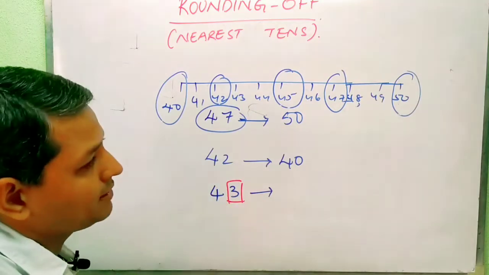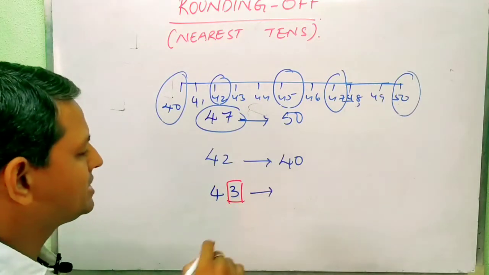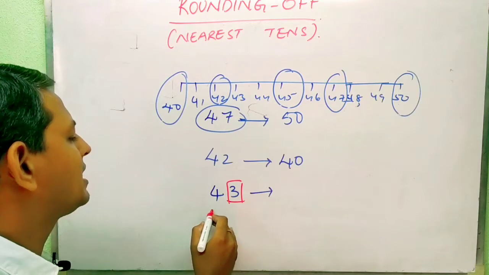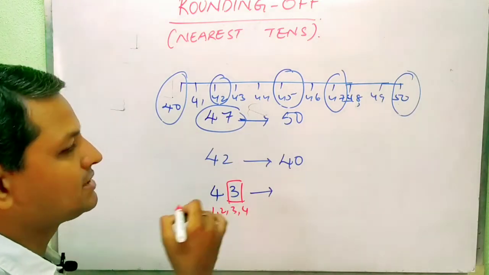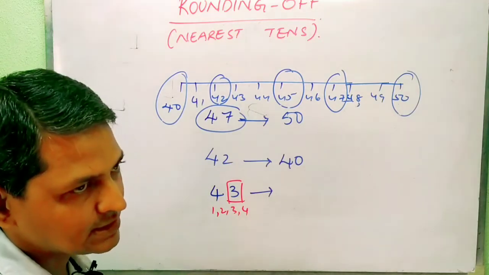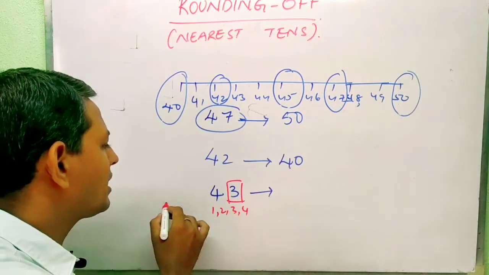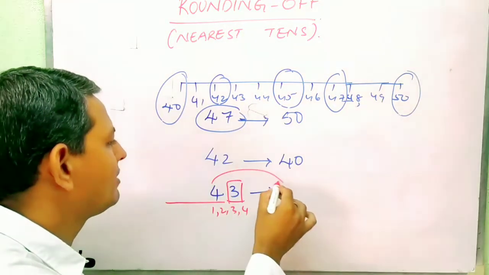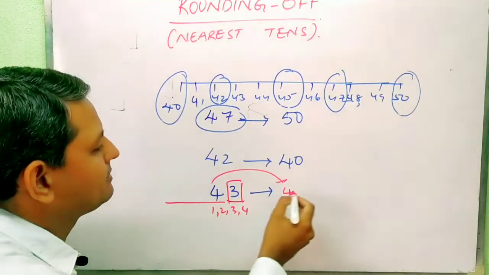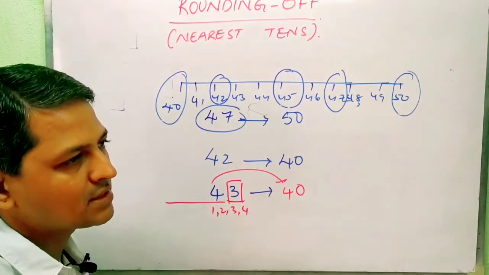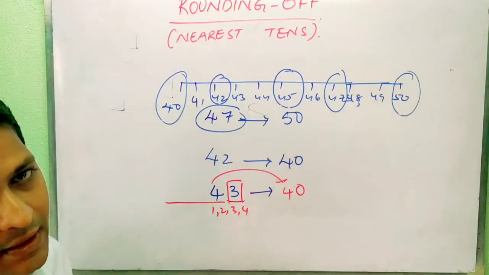If this digit is less than 5, what are the digits less than 5? 1, 2, 3 and 4. If any of these digits is present in the ones place, then whatever number is there in the tens place, the same number will be written. Here 4 stays, and in the ones place we place 0. That is how we round off to the nearest 10.